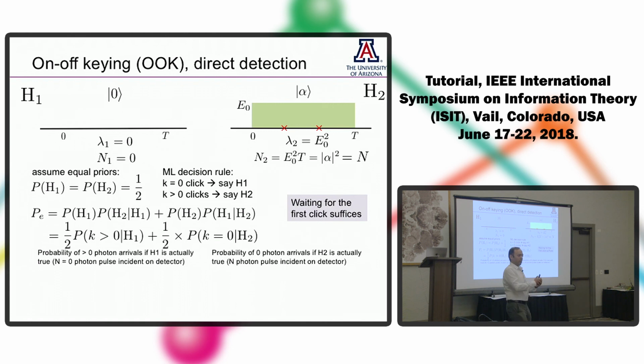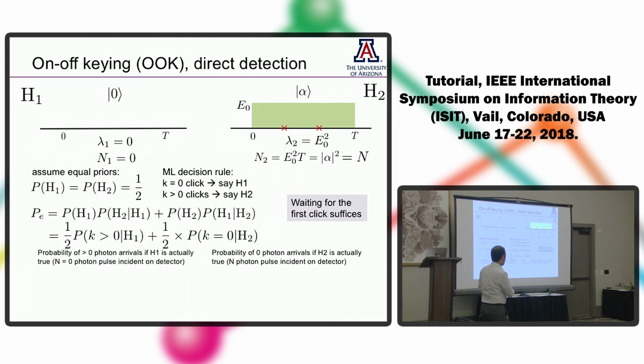All right, so anybody from the audience who would like to tell me what the probabilities are here? So probability of H1 and H2 are 1/2. If hypothesis 1 was the reality, if I gave you vacuum, what is the probability that you will choose H2? It is the probability that you will get more than 0 clicks. What is the probability that will happen? So I gave you nothing, and will you ever make an error? No, you will never make an error, because you will always get 0 clicks. So the probability that k is greater than 0, this term is 0.